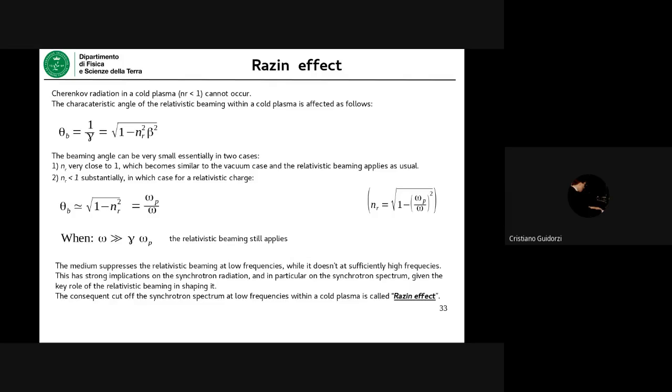This cutoff, which you observe only at low frequency, is a signature of a particle emitting synchrotron radiation within plasma. So below a given frequency, you have no more what you would observe in the absence of plasma. So you have the synchrotron, but below a given frequency, the cutoff. This is the signature of the so-called Razin effect, which is important for people studying synchrotron radiation of particles which are propagating through a plasma. So this is also very important in the lab, for example.